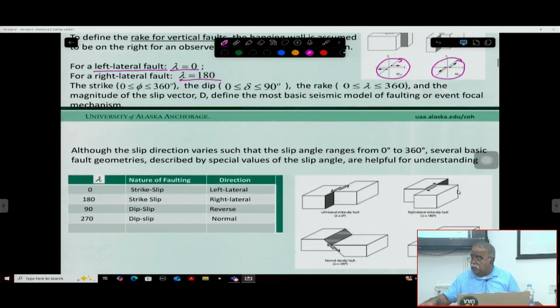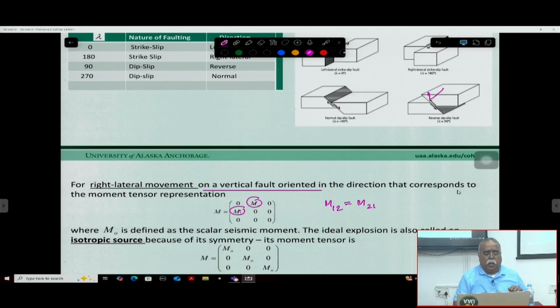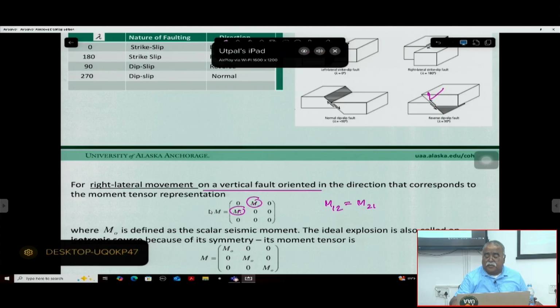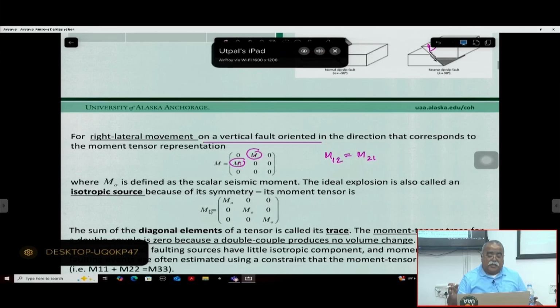So that is the number here. So M0, okay, so that is your right lateral movement. And as I told you, if it is an explosive source or an explosion occurs, then it's isotropic. So then all of these are there, M11, M22, M33. All the diagonal elements are called the trace.